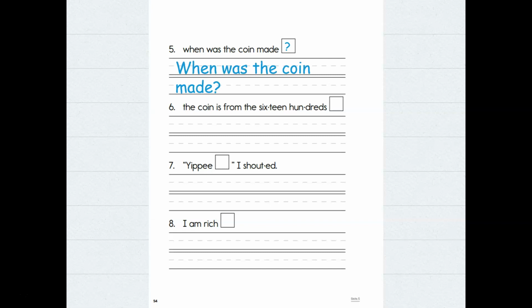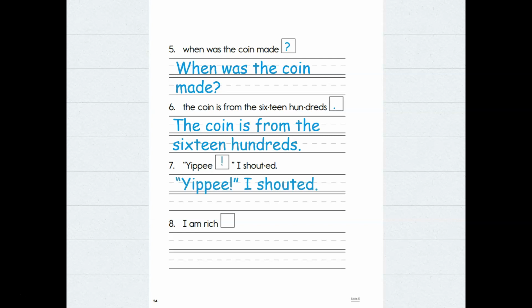Number 6, the coin is from the 1600s. We need a period. Copy the sentence on the lines below. Number 7, Yippee! I shouted. We need an exclamation point. Copy the sentence on the line below. Number 8, I am rich. We need an exclamation point. Copy the sentence on the lines below.